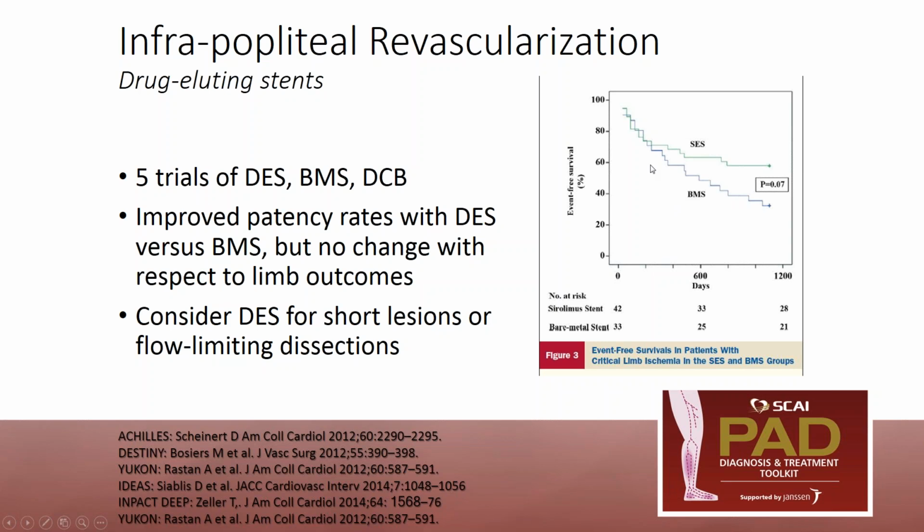PTA works very well as long as it is able to keep the vessel open long enough for the wound to heal. If it occludes after the wound heals, then it doesn't matter, because the level of metabolic demand required to heal a wound is much higher than it is to keep the skin intact. So it's not surprising that there is no difference with respect to limb outcomes using DES versus bare metal. However, if you look at DES long-term outcomes, we've shown in the coronary literature that DES is better than BMS for short lesions, and the same thing has occurred here below the knee.